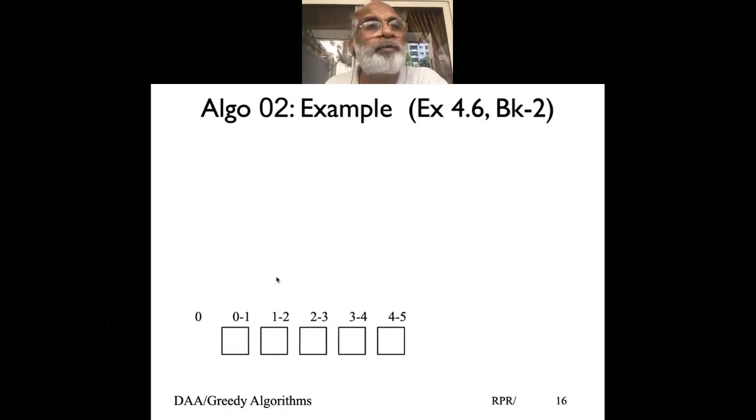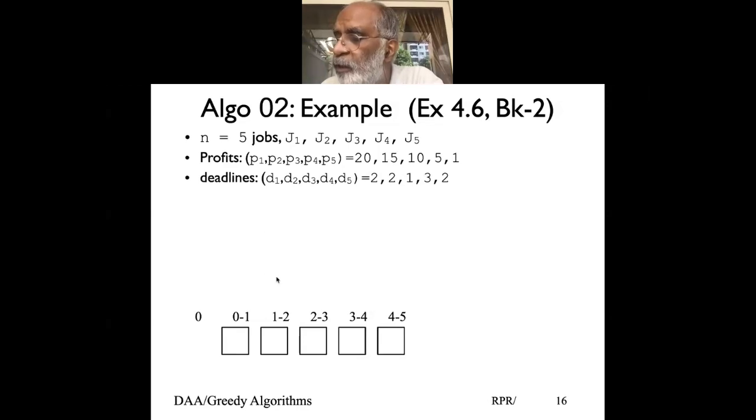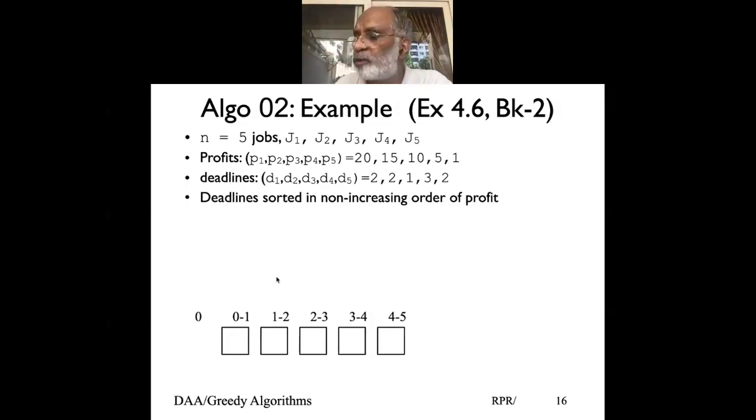This example is taken from the book of Horowitz and Sahni. The example is given before the discussion. Let's look at five jobs with the respective profits 20, 15, 10, 5 and 1. They have already been sorted by profit, and the deadlines are 2, 2, 1, 3, 2. So how do we schedule them?